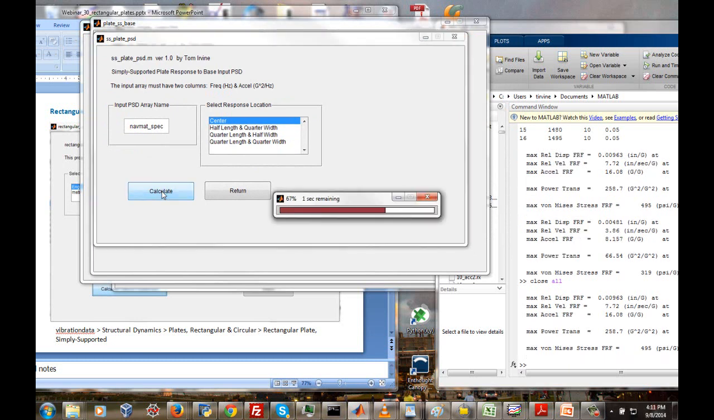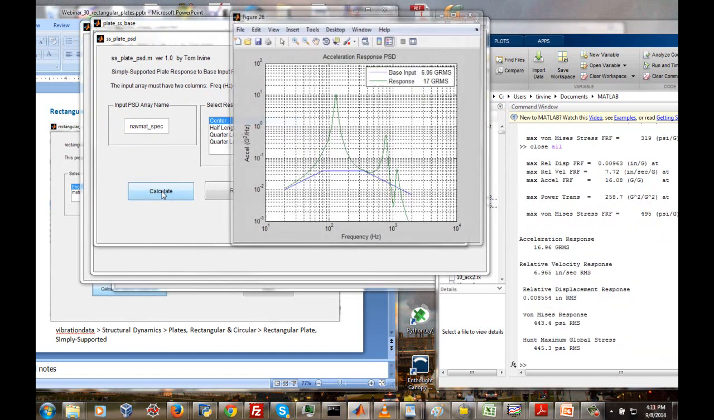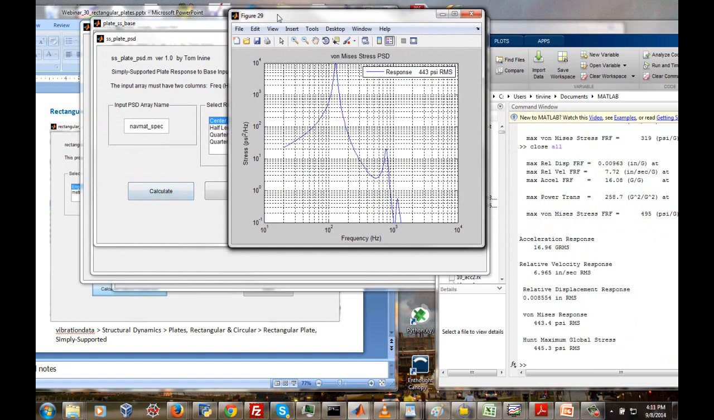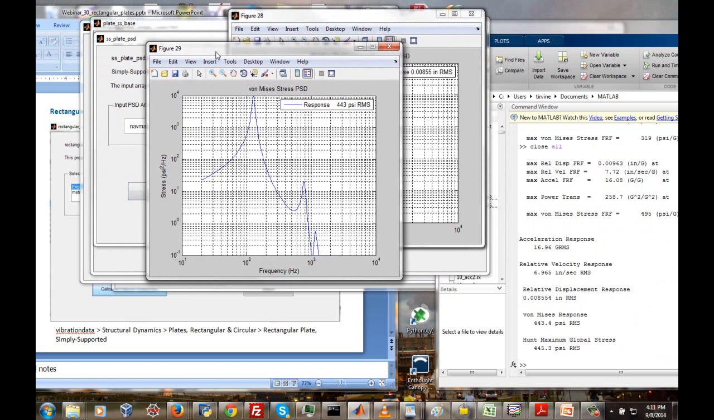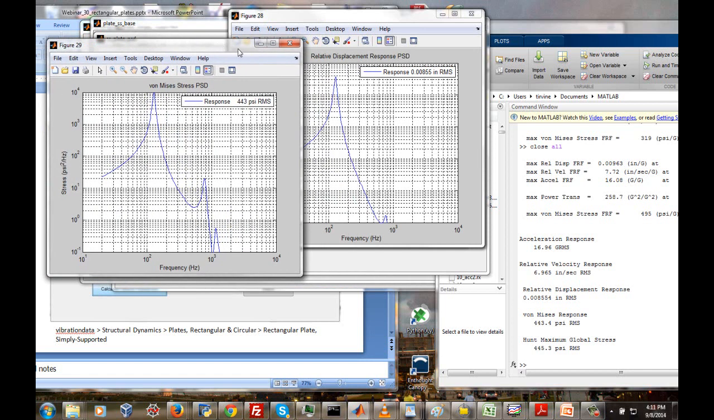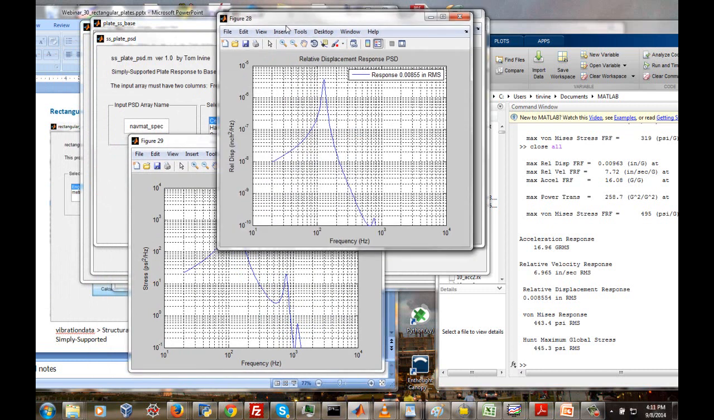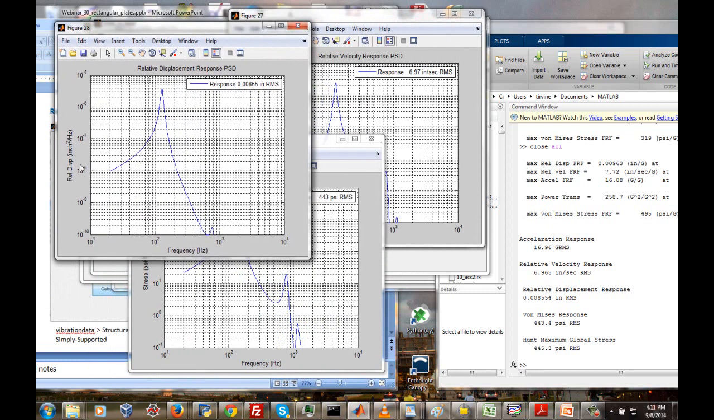Okay, going to take a few seconds there to get through. Okay, so here is the von Mises stress PSD at the center of the plate. So psi squared divided by hertz, that's a stress PSD versus frequency in hertz. And the overall response is 443 psi RMS. Then we also have our relative displacement PSD, inches squared per hertz, relative displacement versus frequency in hertz.